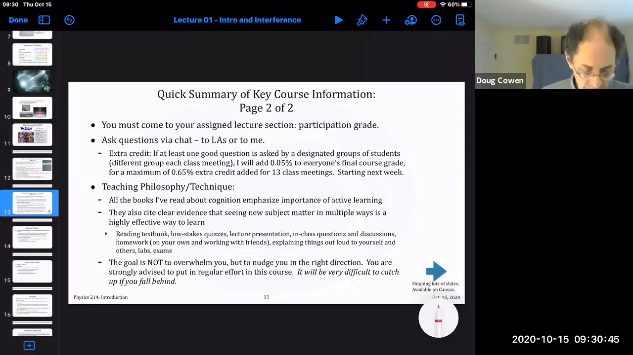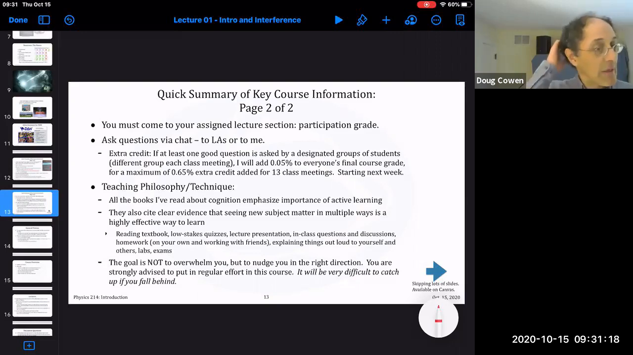They also cite pretty strong evidence for seeing new subject matter in lots of different ways, because that way you are able to make more connections to the material. This to me was a little counterintuitive, because if you see things lots of different ways, doesn't that get confusing? But the research shows that that's not the case. The more ways you see something, the better. It's very effective.